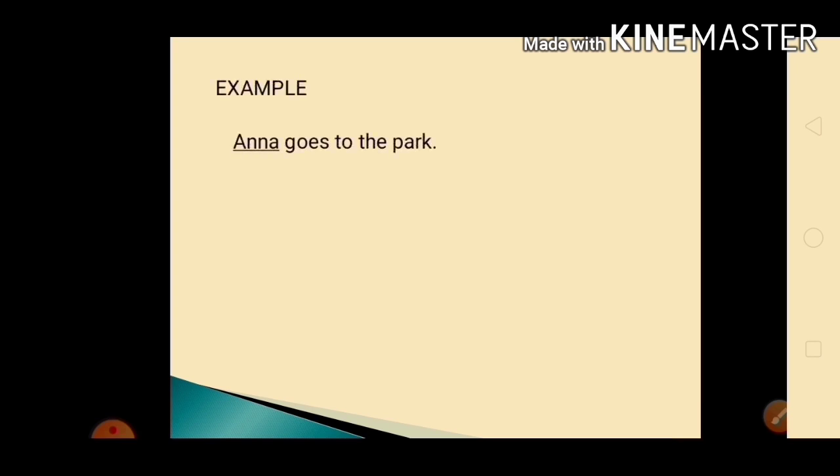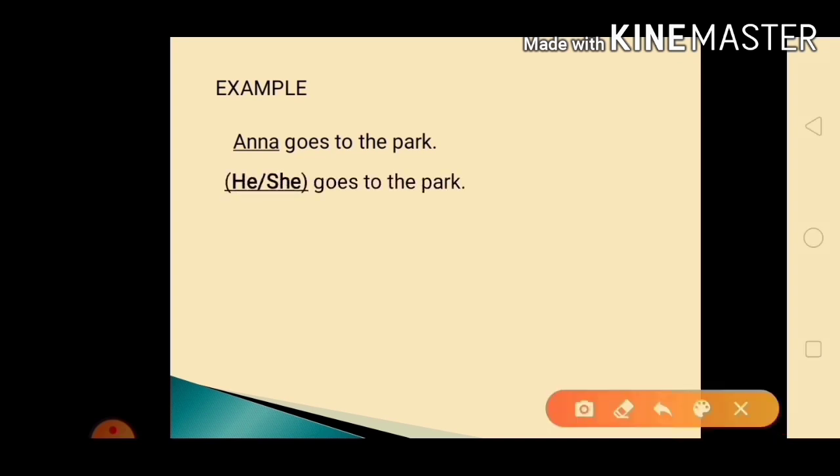Anna goes to the park. The word I have here underlined is Anna. What pronoun must be used? He or she goes to the park. It's she. Very good. She. It is because Anna is a girl, and according to the rule, she is for referring to a girl, right? They should match.